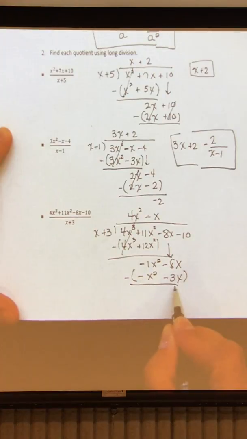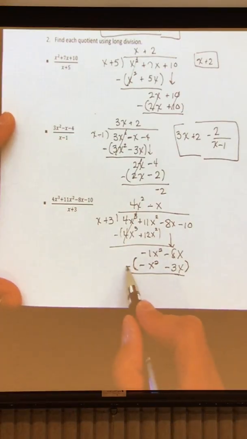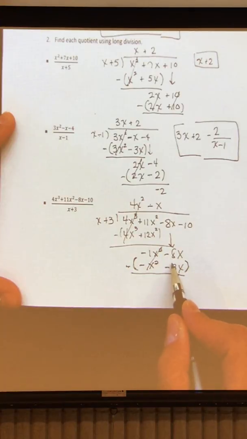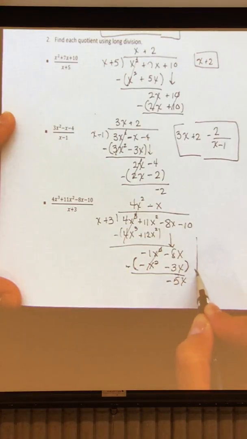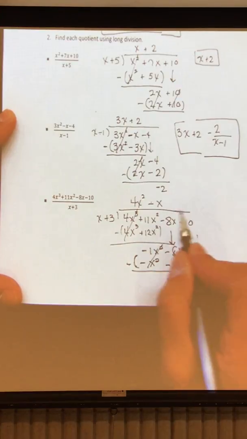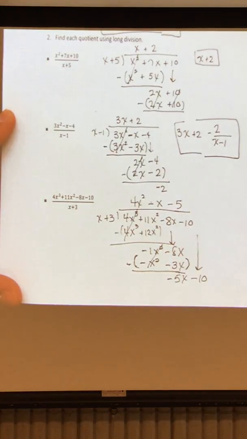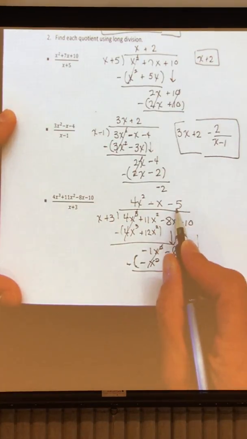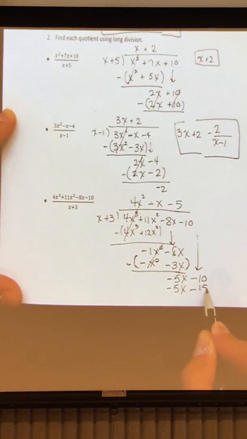Again, you subtract. Don't forget to put the parentheses here so you can distribute the negative. A negative times a negative becomes a positive and it cancels. A negative times a negative again is a positive. So you have negative 8 plus 3 is negative 5x. And you bring down the negative 10. So x goes into negative 5x how many times? Negative 5 times. And you multiply negative 5 times x is negative 5x. Negative 5 times 3 is a negative 15.